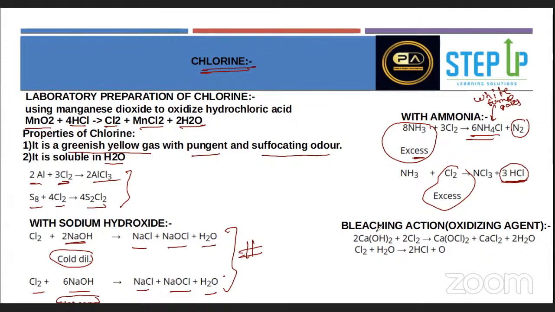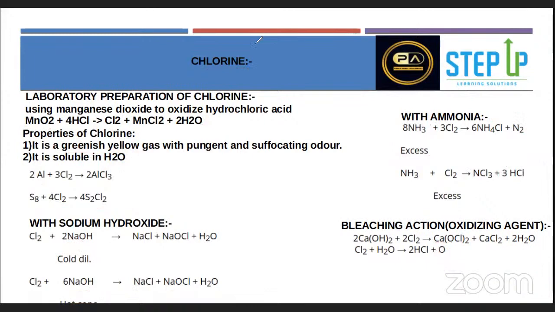N2 is a byproduct. Now you have bleaching action. Bleaching action is basically oxidizing action. So Ca(OH)2, which is calcium hydroxide or slaked lime, with chlorine will form CaOCl2. This is what? Bleaching powder. Okay. This is bleaching powder, along with calcium chloride and H2O. And this Cl2 with water gives nascent oxygen. This nascent oxygen is what makes it a good bleaching agent as well, and a good oxidizing agent also because of this nature. Okay. So this is about chlorine.